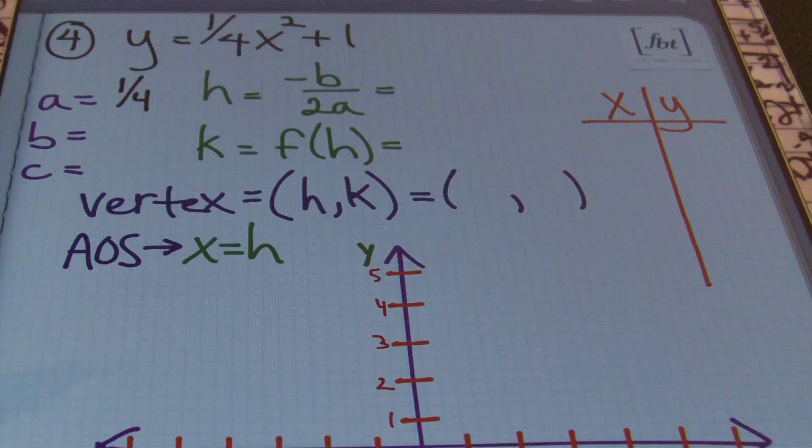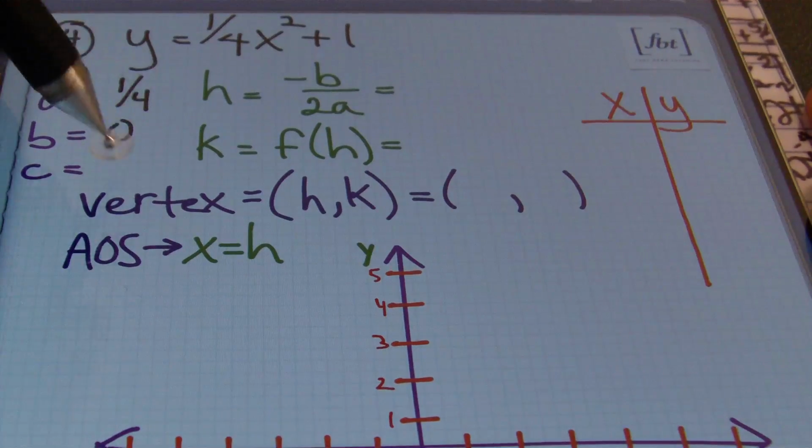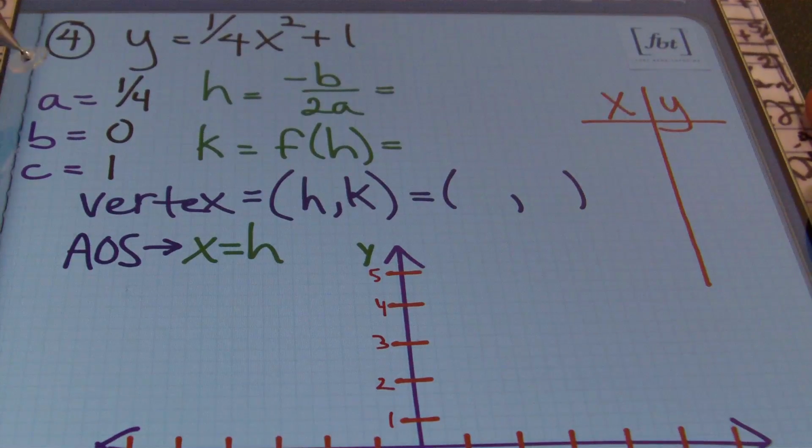And anytime that the absolute value of a is a number between 0 and 1, in other words, you have a proper fraction like this 1/4 here, you know that you will have a vertical shrink. All right? So we're going to have a very wide graph in this case. And then my b value, we don't have an x to the first power term, so that b value will just be simply 0. And then your c value is 1. So this is getting the coefficients from the quadratic function here.